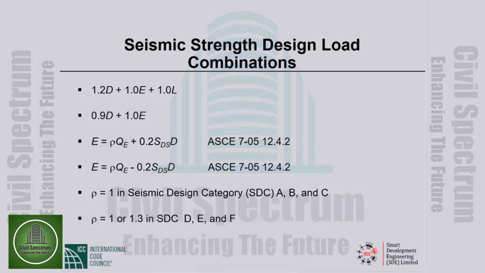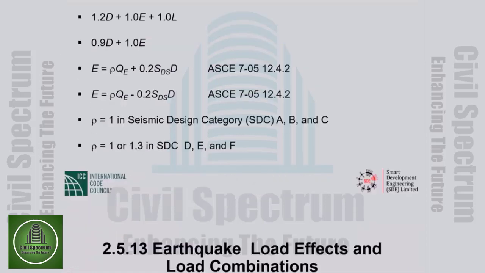That would mean vertical earthquake effect acting downward. In the counteractive load combination, we would write E is equal to rho times Q sub E minus 0.2 S sub ds times D, which would mean vertical earthquake effect acting upward. Okay.